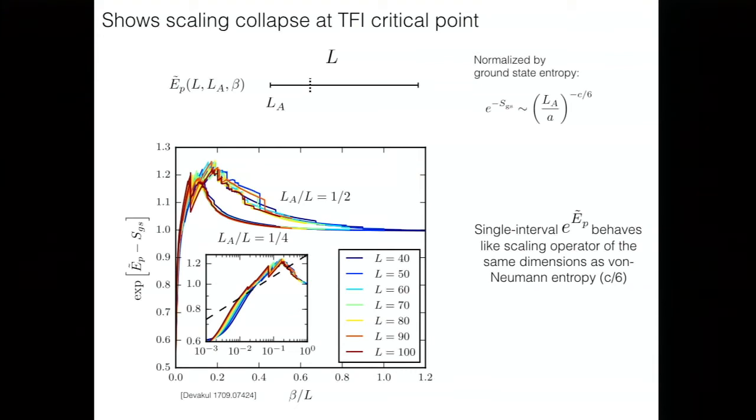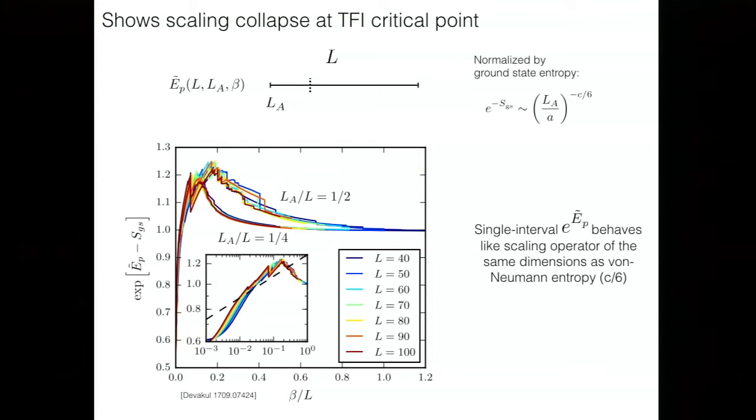And what you see is for two different sizes of the subsystem, 1/4 and 1/2, across a bunch of different system sizes, you get within kind of the noise of this algorithm a nice collapse. So the fact that it goes to 1 at the end is just telling you that's the limit in which the entanglement of purification should be the ground state entropy. So it's eventually approaching the true entanglement of purification.